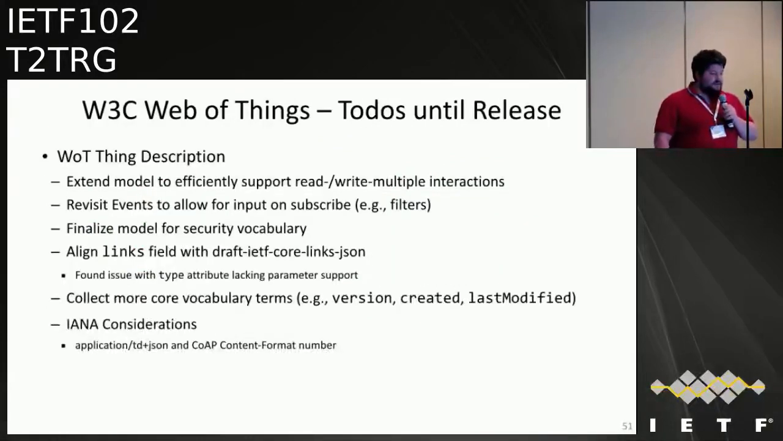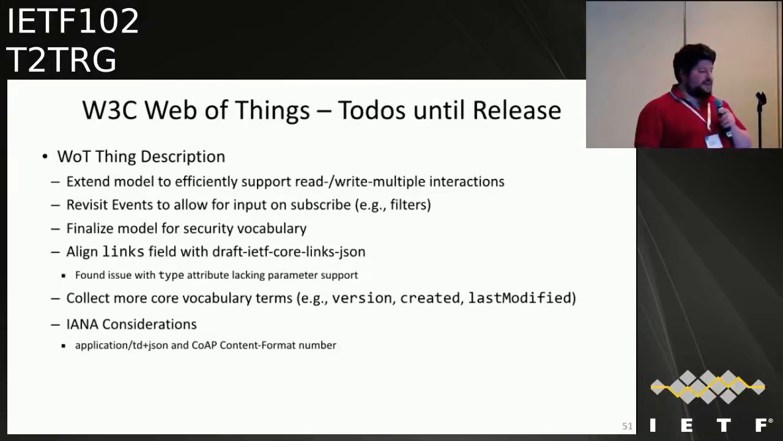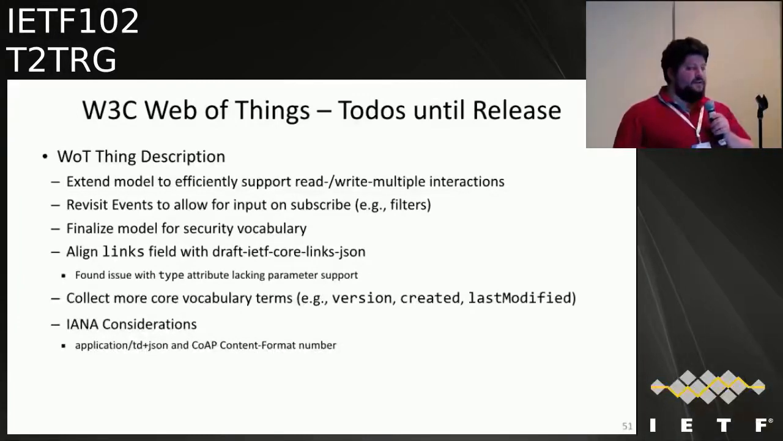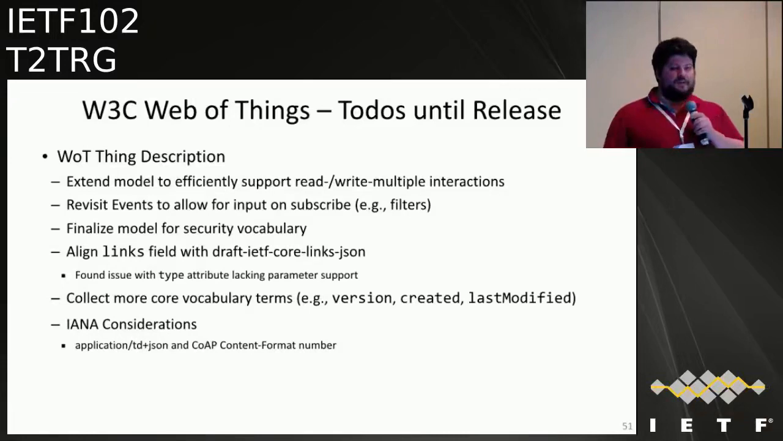Okay, so what is left to do until we release? For the thing description, there is one issue that came up pretty late, which is that people wanted to have good support for these read or write multiple interactions that are quite common in industrial systems, but also quite often used in web UIs, for instance, when you want to display something, and of course all the fields should be populated. It's also a bit related to the trend of GraphQL, for instance, where you want to reduce round trips and get all the information you want to display at a time.